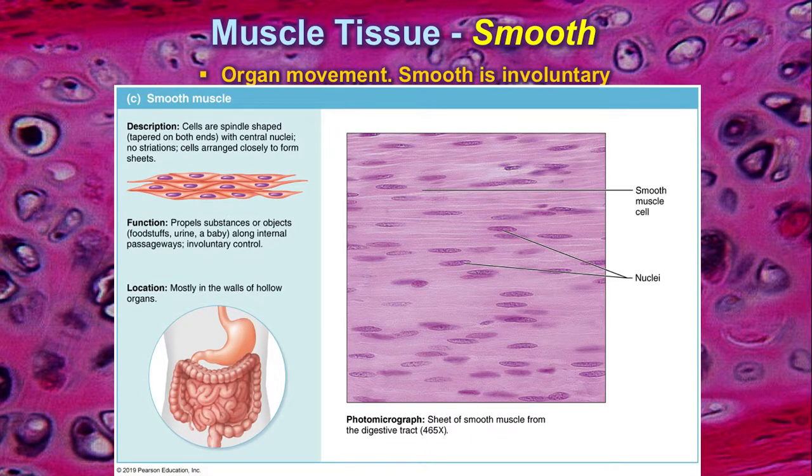And finally, we have smooth muscle. Voluntary or involuntary? Involuntary. Striated or non-striated? Good.